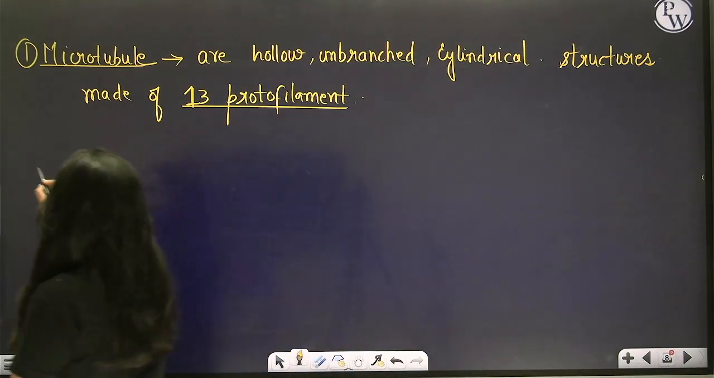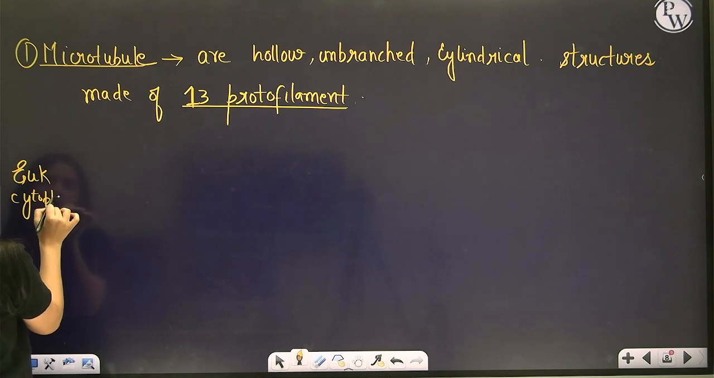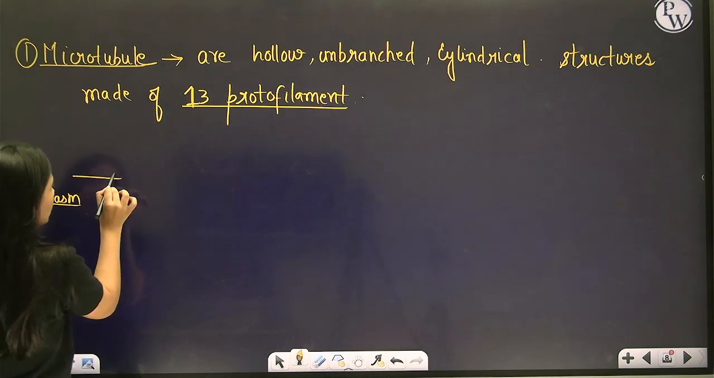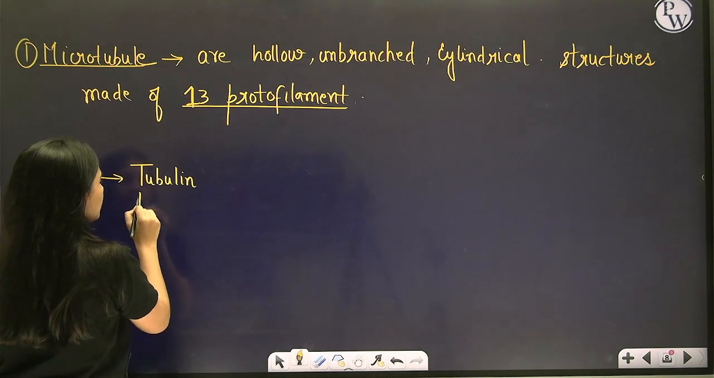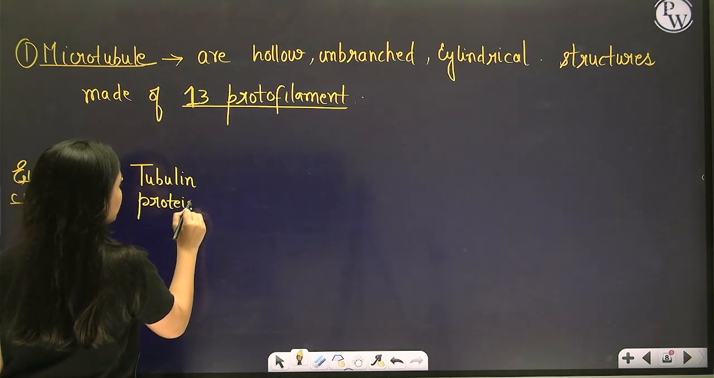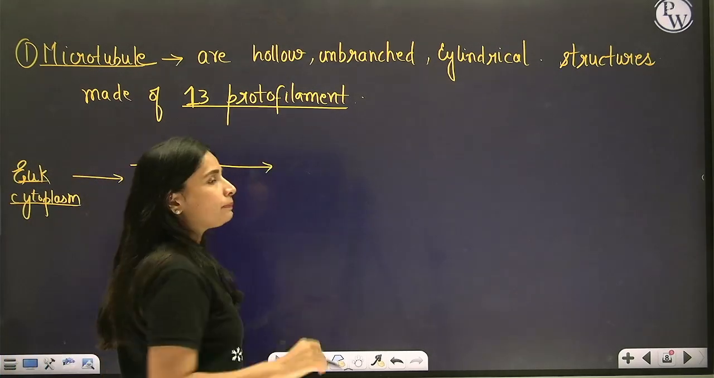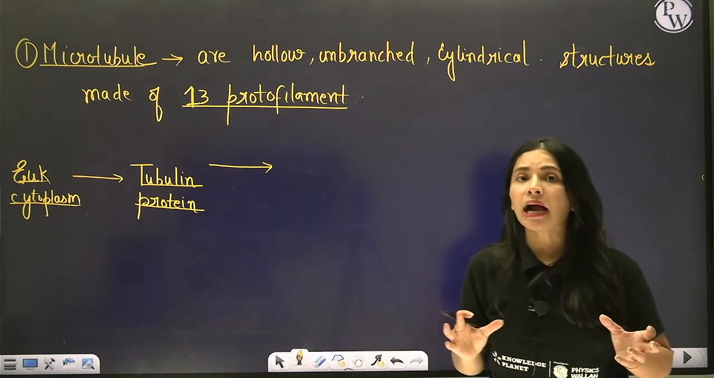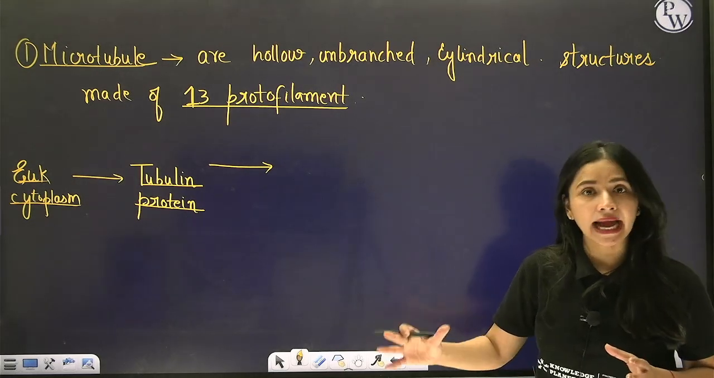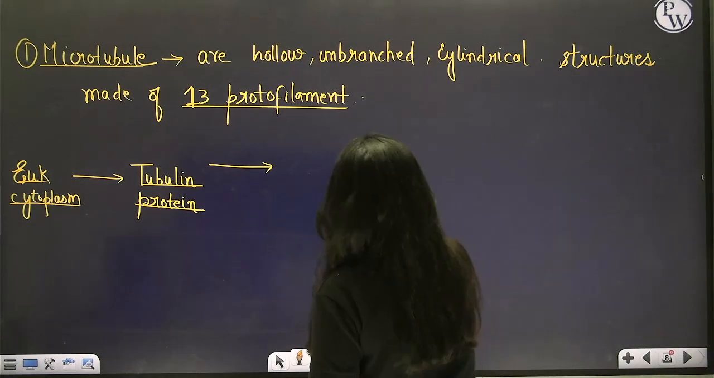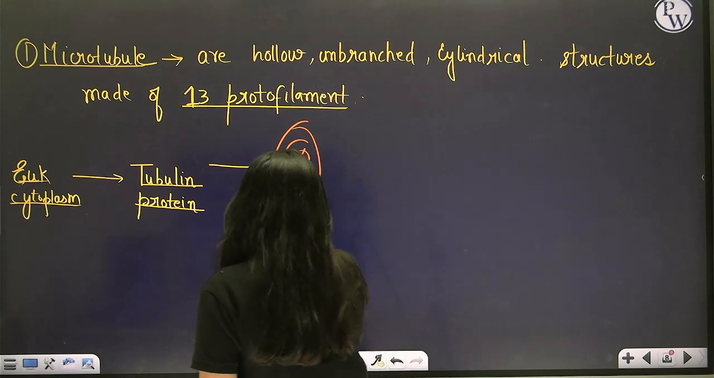So first thing, what you're going to write is, in eukaryotic cytoplasm, beta, there is a presence of a special protein called tubulin protein. First thing, right? Now, this tubulin protein is used to make up the basic unit of microtubule called alpha beta heterodimer. So, these tubulin proteins join to form alpha beta heterodimer.